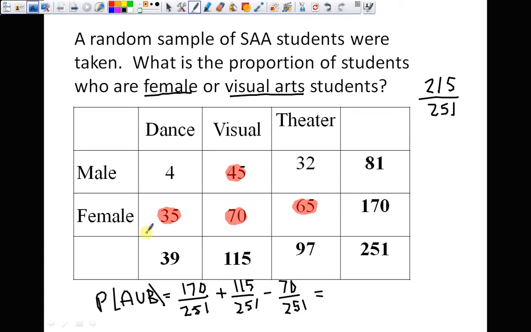Okay. And if we do 170 minus 70 is 100, and then 100 plus 115 is 215 out of 251, which is what we got when we looked at the table. So if you understand what's happening here by subtracting this, we're just making sure that we don't count this group twice. If we add up all these, we get 170, plus add up all of these, we get 115. But we've got to remember to take this group away because we don't want to count them twice.